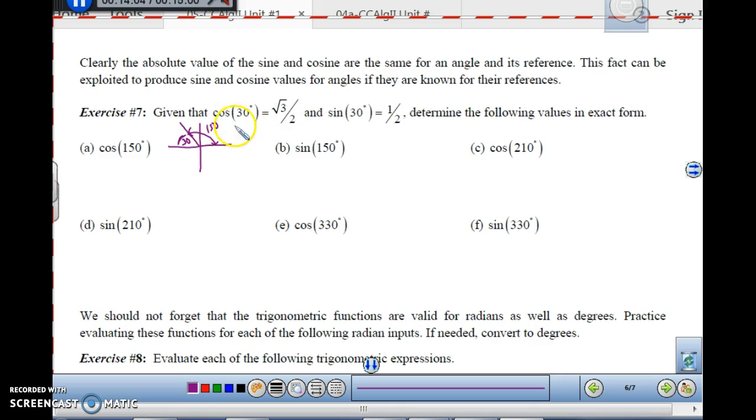Okay, we are in the second quadrant. So if this is going to be the same value as this, but it's in the second quadrant, is it going to be positive or is it going to be negative? Well, if you remember A, S, T, C, sine is positive in the second quadrant. So that means cosine will be negative. So if the reference angle is square root of 3 over 2, this is going to be negative square root of 3 over 2. All right, so guess what sine is going to be? Well, sine is positive, and the sine of 30 is 1/2. It's going to be 1/2.